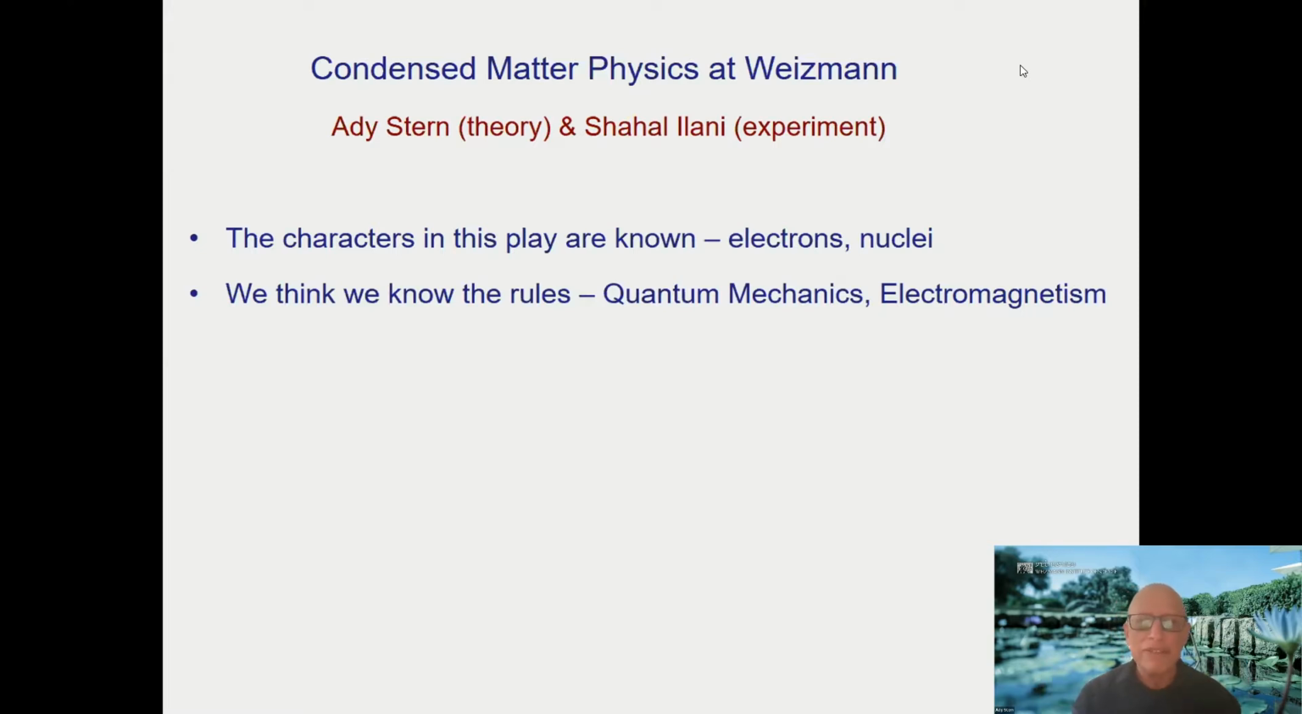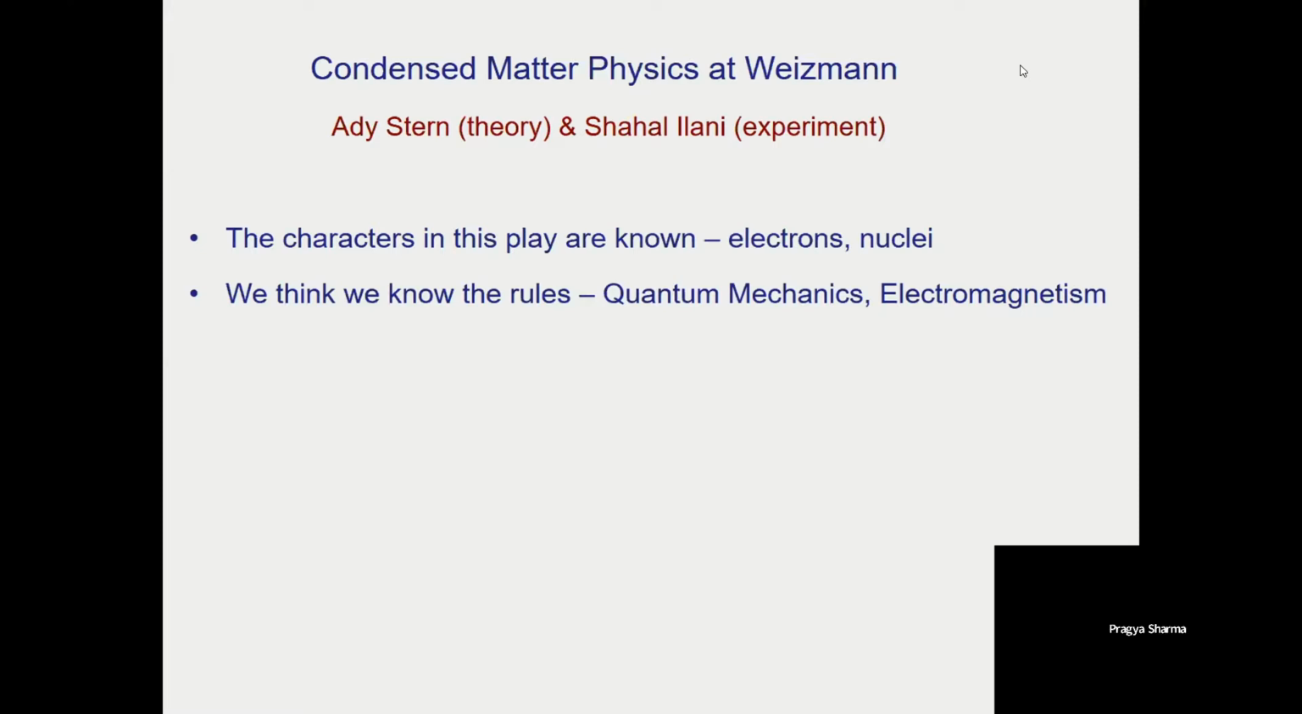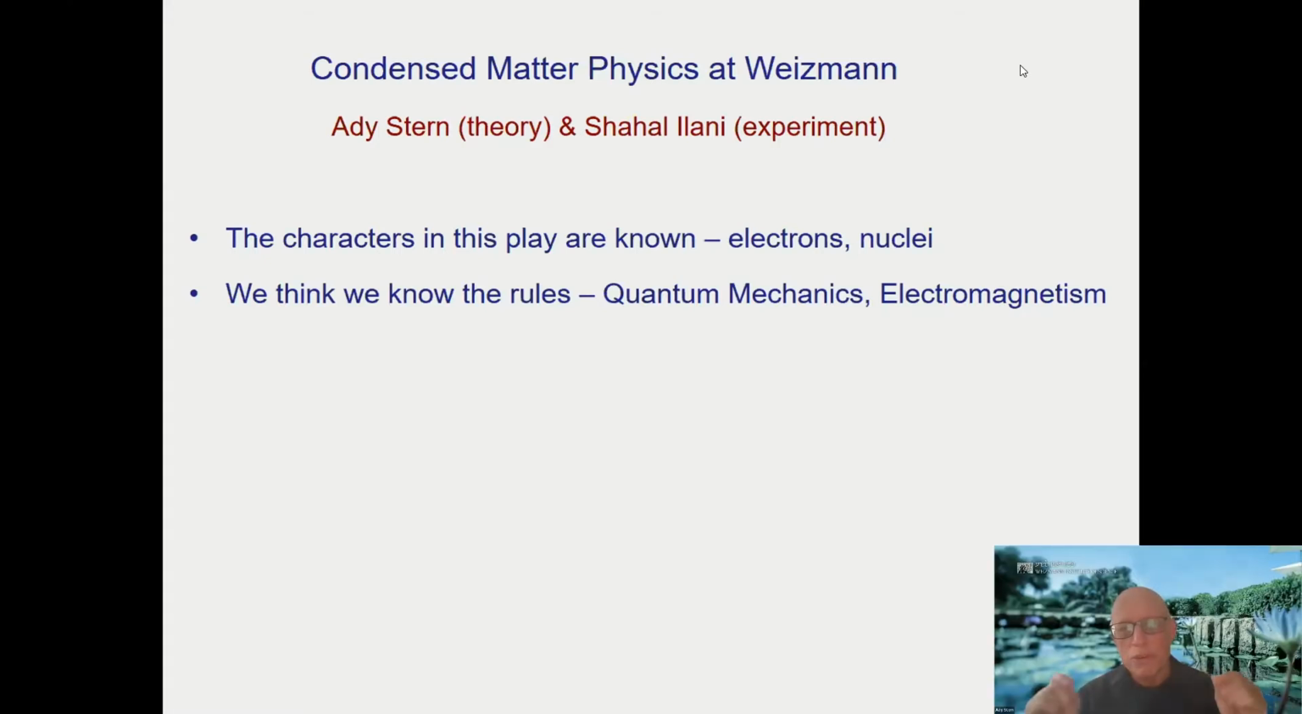So in condensed matter physics, the fundamentals of the field are that we think we know who are the characters of the field. We know a condensed matter system is made of electrons and nuclei. We think we know the rules by which they operate, which are quantum mechanics and electromagnetism. So it seems as if we know everything.